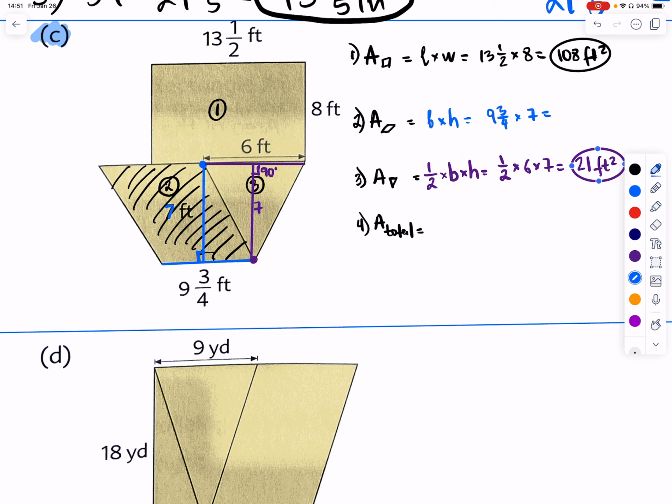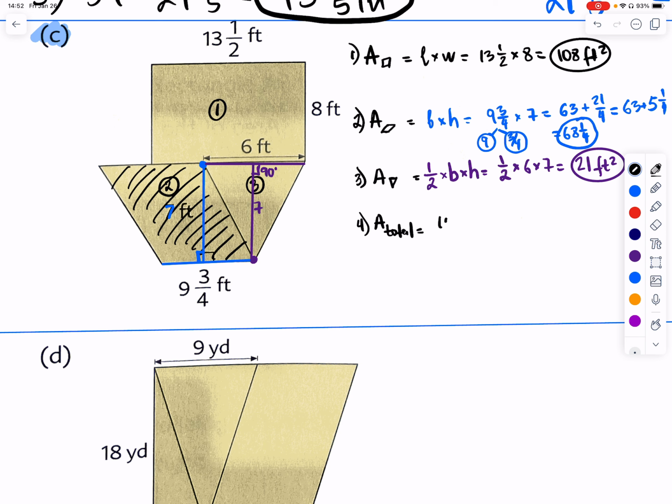Now, the only thing I'm left to do is to find that mixed number. So what I'm going to do, I'm going to split 9 3/4 into 9 wholes and 3/4. 9 times 7 is 63. 3/4 times 7 gives us 21/4, which is 5 1/4, so 63 plus 5 1/4, and that is 68.25 feet squared.